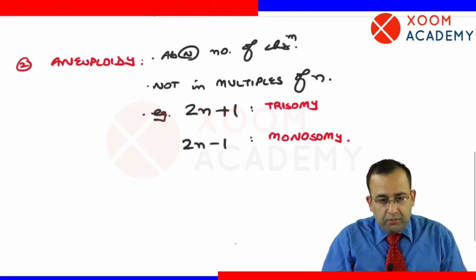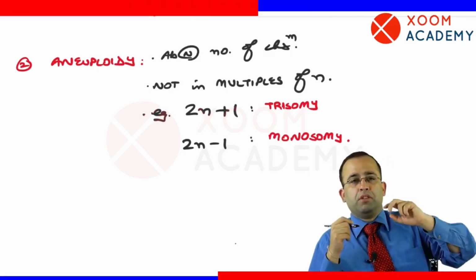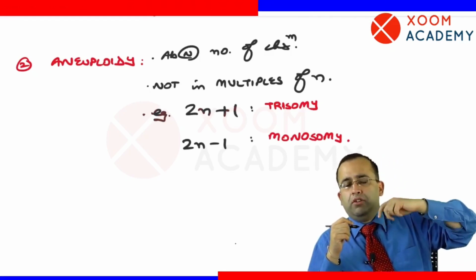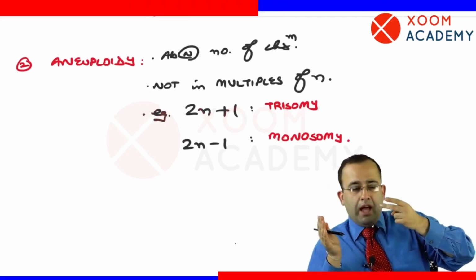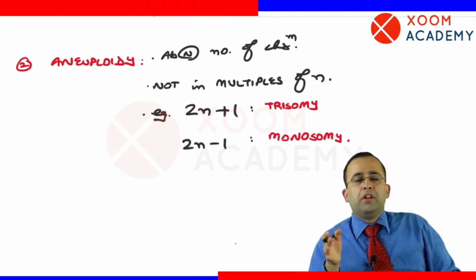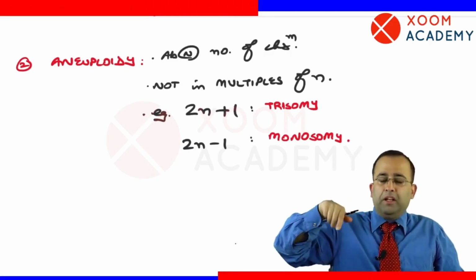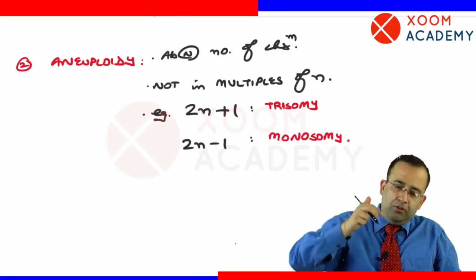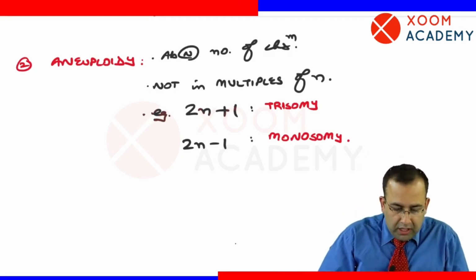So chromosomal abnormalities in number of chromosomes, we saw two types. Euploidy, which was abnormality in number in multiples of n, and aneuploidy, that is abnormal number of chromosomes not in multiples of n. Not in multiples of n means 2n plus 1 or minus 1. 2n plus 1 is trisomy, 2n minus 1 are the monosomies.